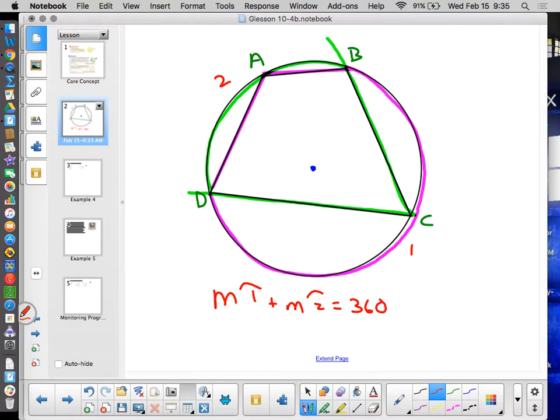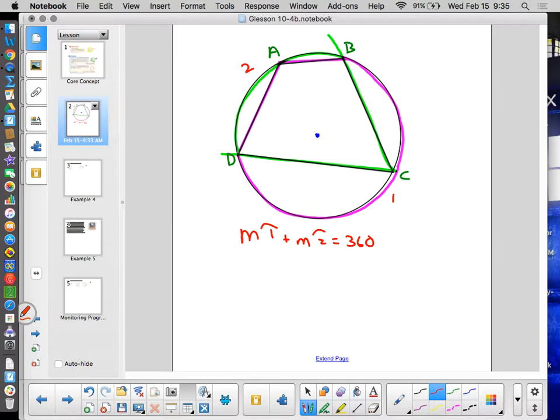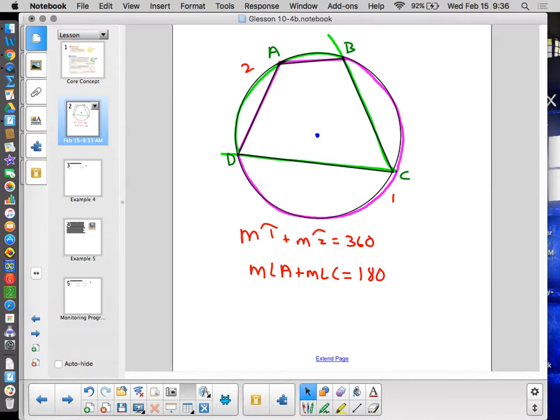Which means that the sum of the angles, because the angles are half the measures of the arcs, the measure of angle A in this case plus the measure of angle C has to be half of 360, 180. Has to be supplementary. And I could do the same thing with B and D. If I showed where their intercepted arcs were, we'd see that the arcs add up to the whole circle, which means the opposite angles must add up to 180.